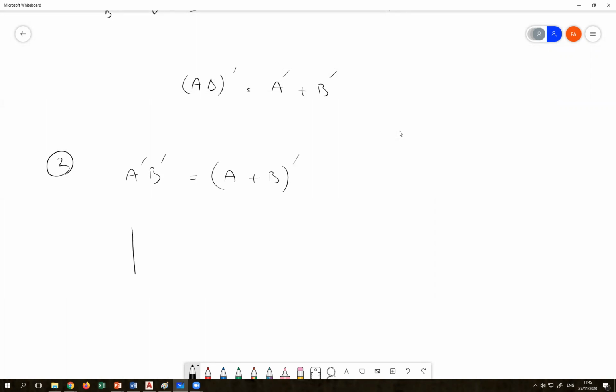Again, here I've got an AND gate. First one is not A, second one is not B, equal with A or B not, or a NOR gate. Again, AND gate converted to OR gate. So these two rules are very important.